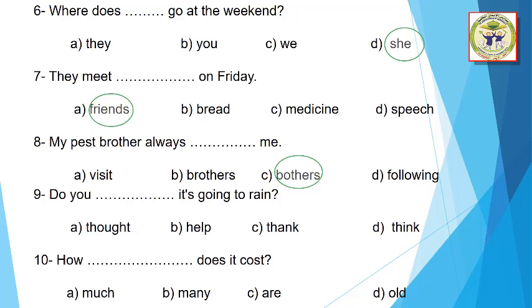Number 9, do you space it's going to rain. Do you thought, help, think, or think? Yes, do here is followed by an infinitive. So what is the infinitive verb here? Yes, the infinitive verb here is think. Do you think it's going to rain?